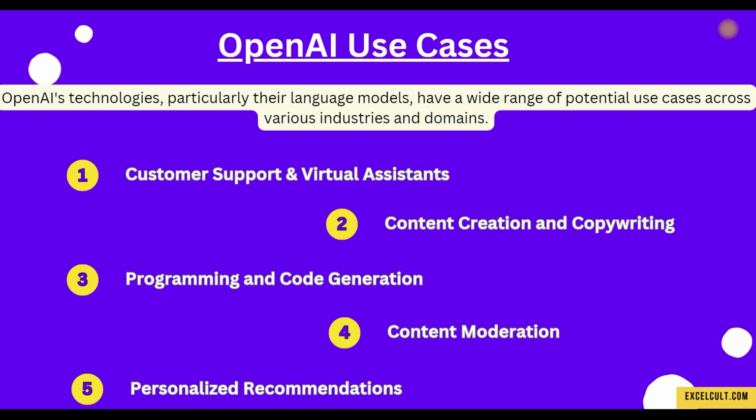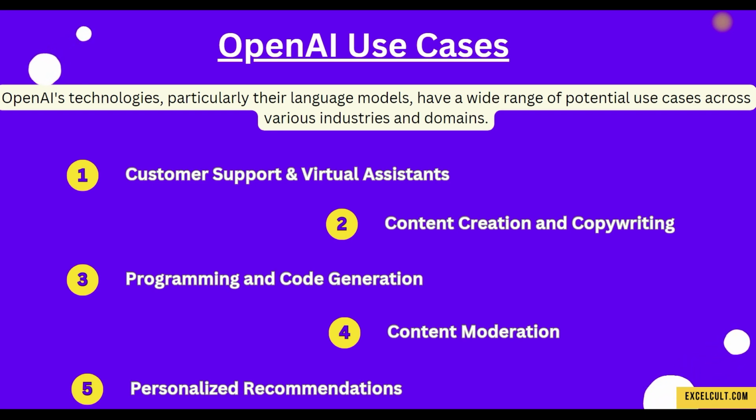And then going ahead, content creation and copywriting. This is one of the areas where companies are spending a huge amount of money, and this can be easily done through the models provided by OpenAI. This includes generating creative and engaging content, which includes articles, blog posts, product descriptions, social media captions, and many other things, and even marketing materials.